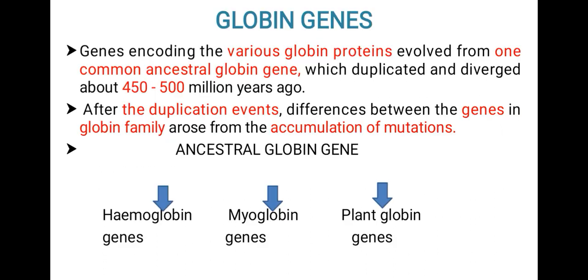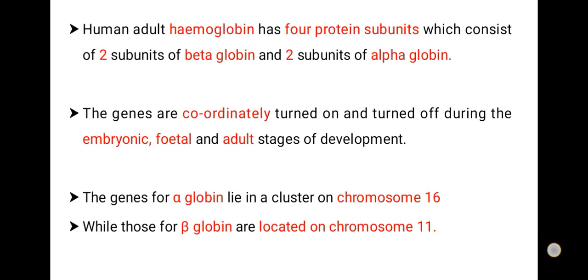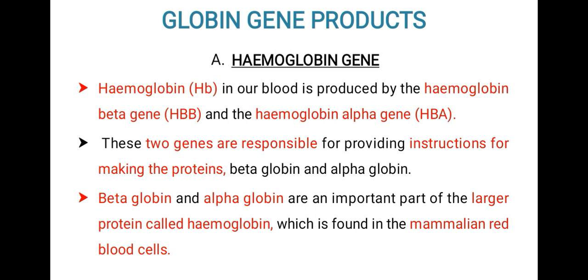Globin genes encoding the various globin proteins evolved from one common ancestral globin gene which duplicated and diverged about 450 to 500 million years ago. After the duplication events, differences between genes in the globin gene family arose from the accumulation of mutations. Ancestral globin genes: hemoglobin genes, myoglobin genes, and plant globin genes. And globin gene products: hemoglobin HB in our blood is produced by the hemoglobin beta gene HBB and the hemoglobin alpha gene HBA.